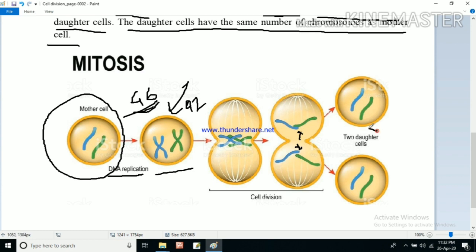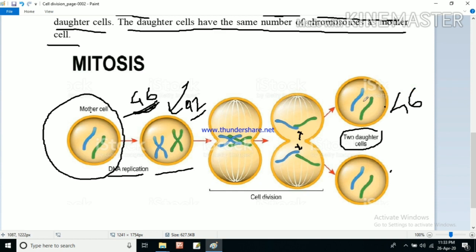So ultimately, two new daughter cells will be formed from this mother cell. In the mother cell we had 46 chromosomes; in interphase that 46 became double and becomes 92, and after division two new daughter cells are formed, and these two daughter cells got 46.